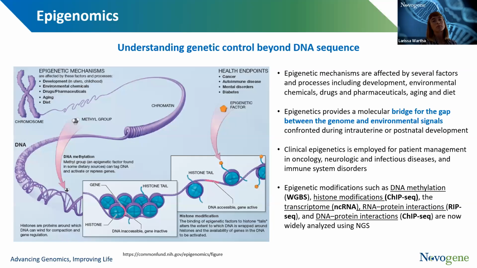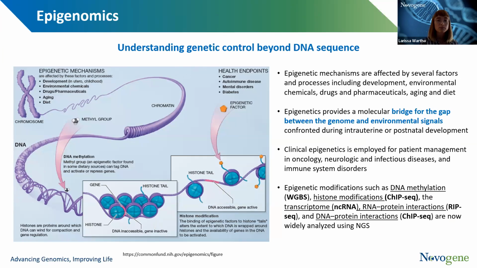So let's add another layer of complexity. Epigenetics comprises regulatory mechanisms that do not affect the DNA sequence, but can alter chromatin compaction to modulate gene expression. DNA methylation is what occurs when methyl groups tag DNA to activate or repress genes. And histone modification occurs when the binding of epigenetic factors to histone tails alters the extent to which DNA is wrapped around histones and the availability of genes in the DNA to be activated.